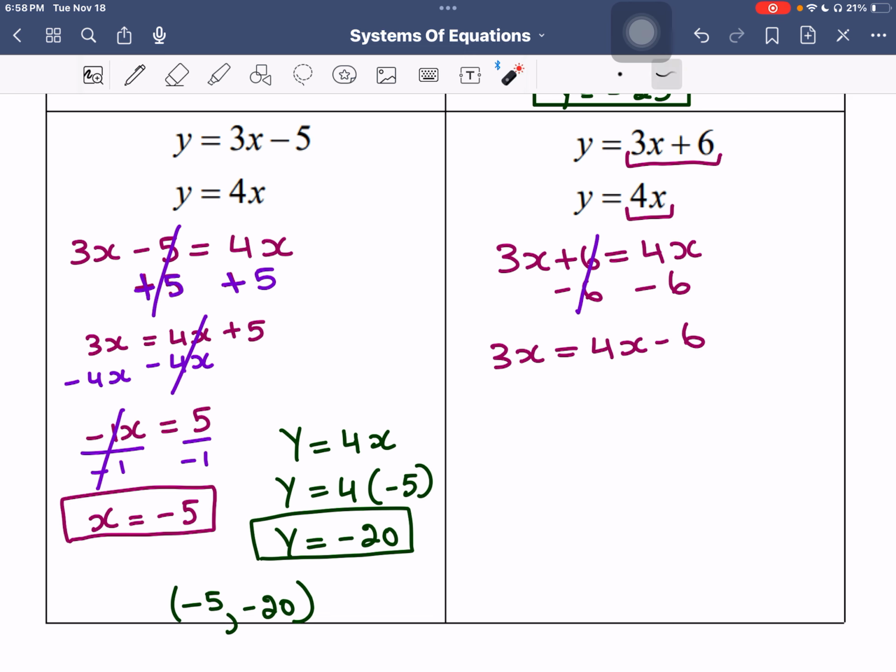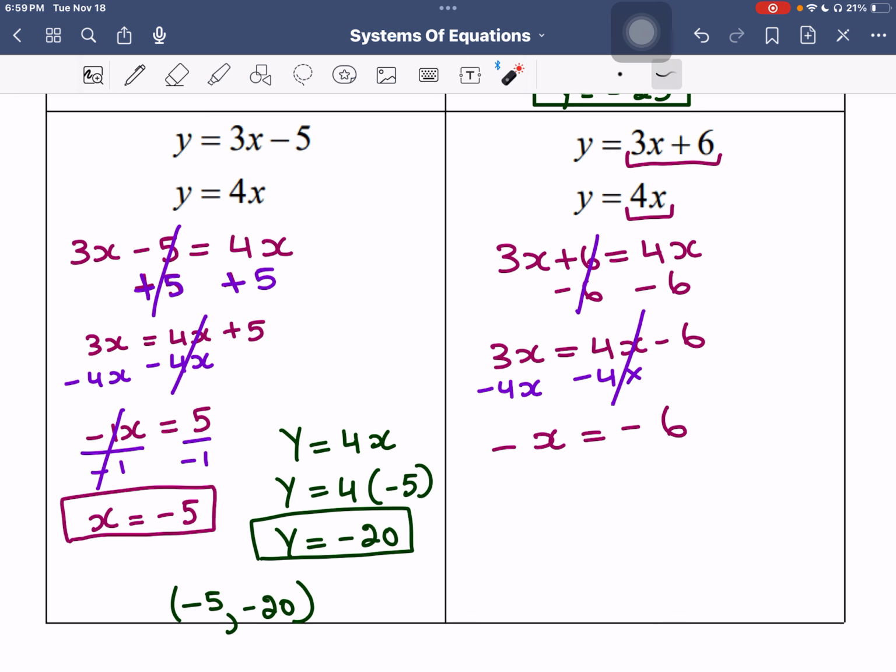And just notice that these are not like terms, right? So I can't combine them. I can't do 4 minus 6. That's why I rewrite them individually in my new equation. So 3x is equal to 4x minus 6. Now I need to get the 4x over to the left side, so I'm going to subtract 4x from both sides. That will cancel out. 3x minus 4x is negative x is equal to negative 6.